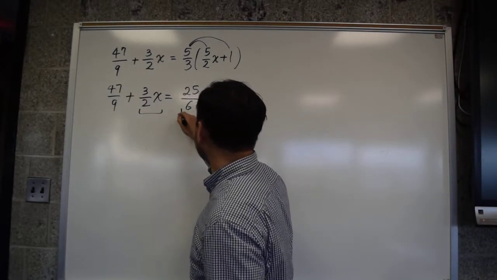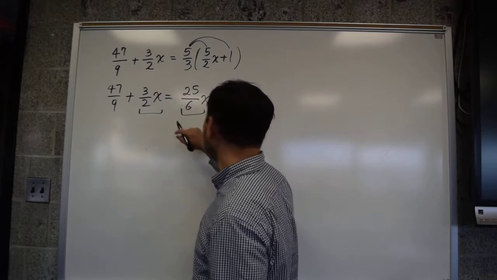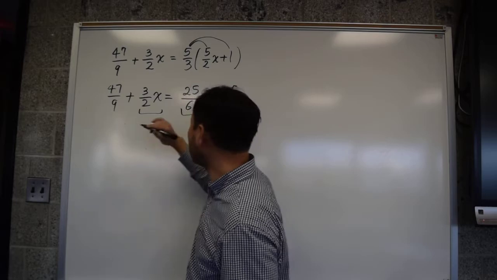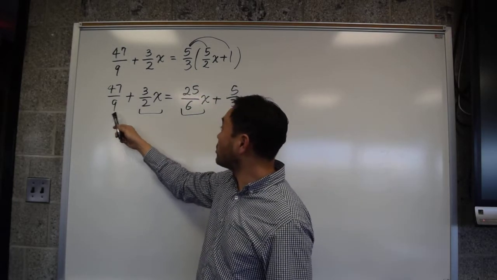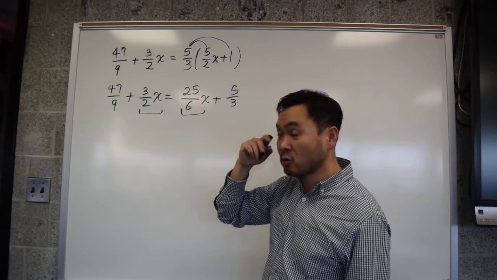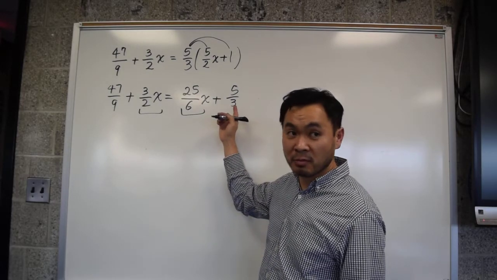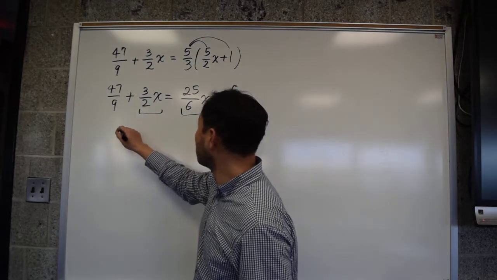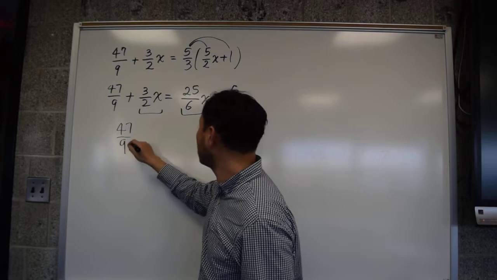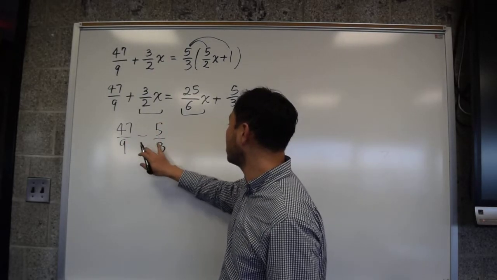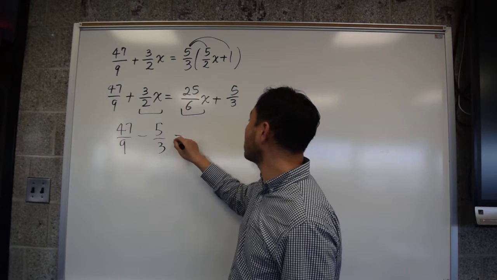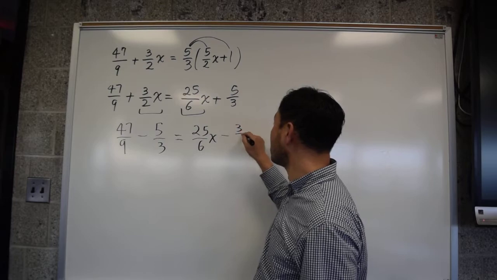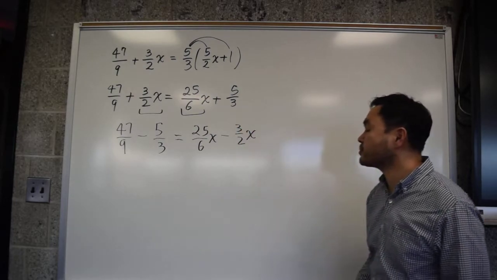These are like terms, so you want to put the like terms to one side. These are also like terms, so let's move the 5 over 3 to the other side. You have a total of 4 terms, and every time you move the terms, you have to remember their signs become negated. So when you move this to this side, you end up with 47 over 9 minus 5 over 3. And over here, it's 25 over 6 x minus 3 over 2 x.